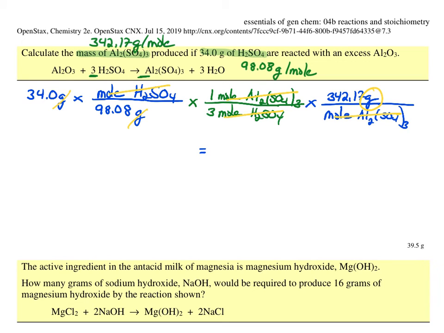Our calculator answer would be 39.5384 grams. Now we can consider sig figs. This number has 3. Here we have 4. This is exact, so it will not affect our sig figs in our answer. This has 5. So it looks like we have 3 sig figs that we're limited to in our answer. So we have a final answer of 39.5 grams.